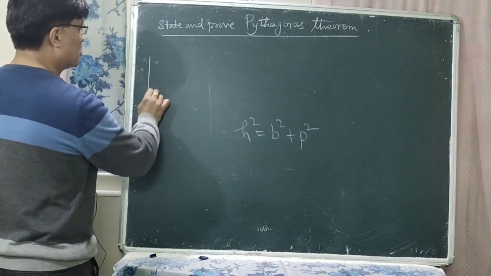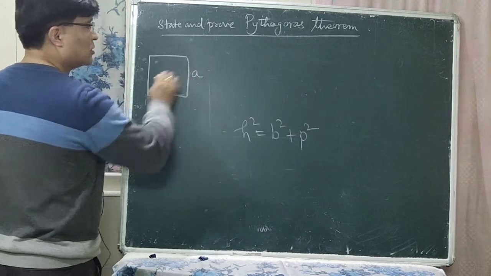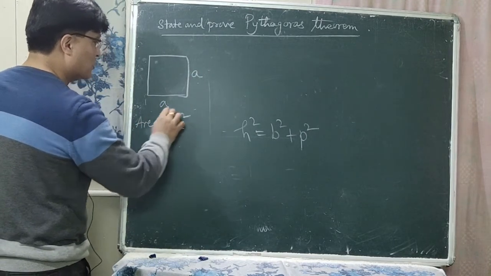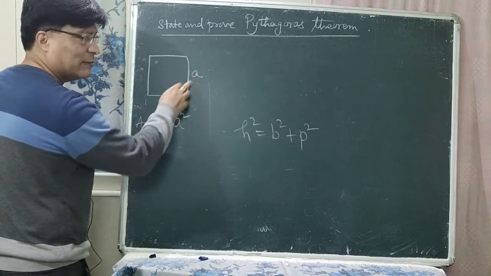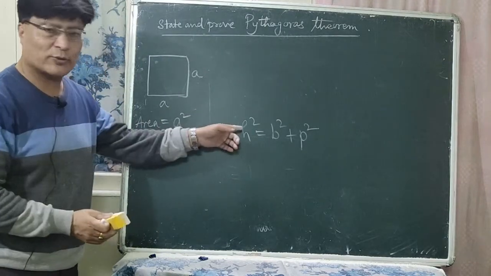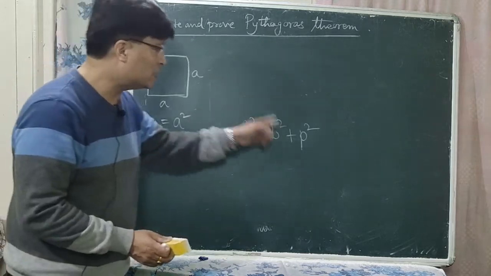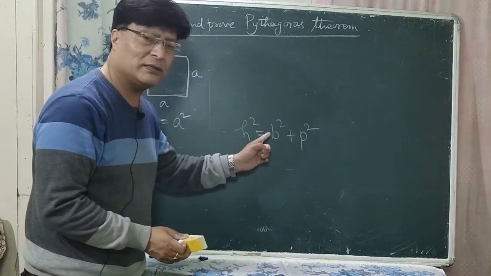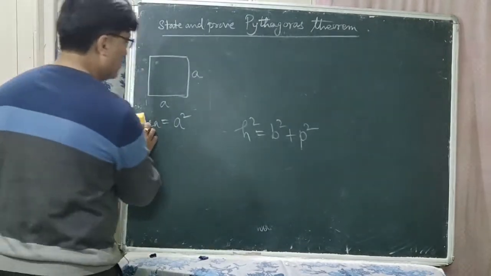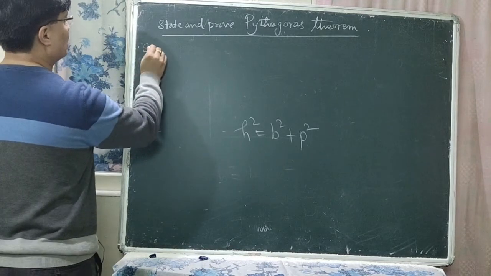Like if you have a square, suppose this side is a, this side is also a. So here area is a square, isn't it? Area is equal to length into breadth, but length and breadth are equal here, so it is a square. That's why it is known as area of the square on the hypotenuse. That's why it is written area of the square on the hypotenuse is equal to the sum of the areas of the squares on the other two sides.